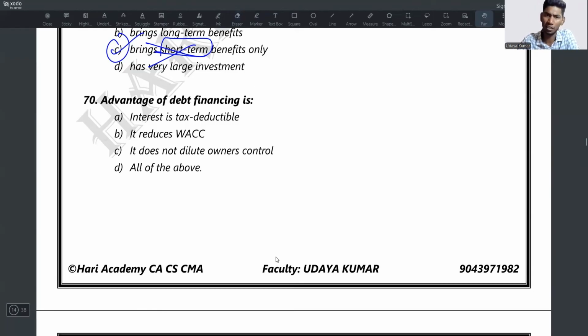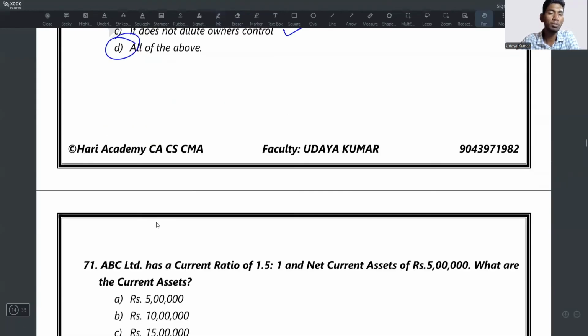Interest is tax deductible. Yes, it's true. It reduces the weighted average cost of capital. It's true. It does not dilute the owner's control. Yes, it's absolutely true. Right. So option D, all of the above, is the right option. Moving to question number 71.